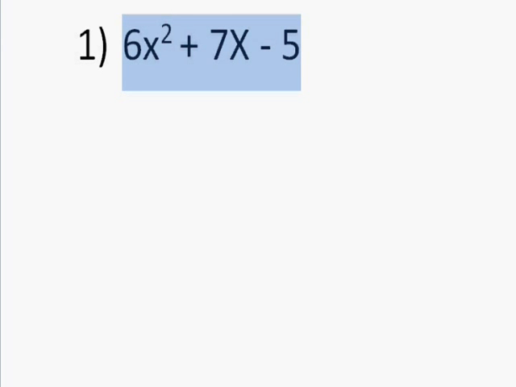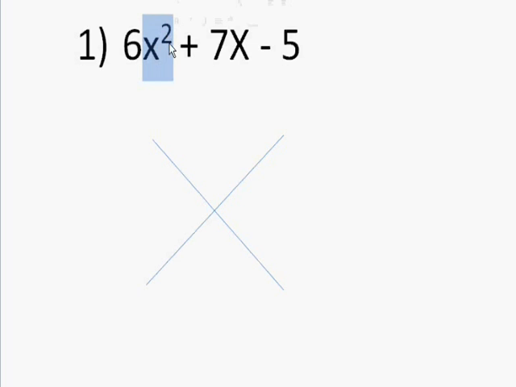So let's begin. The first problem is 6x squared plus 7x minus 5. So what we do is, first we'll draw something like an x. Then we'll go to the first term, and then we'll concentrate on this x squared. So this x squared could be written as x times x, right? So we'll write one x over here, the other x over here. So this is the way it's going to be always for x squared.